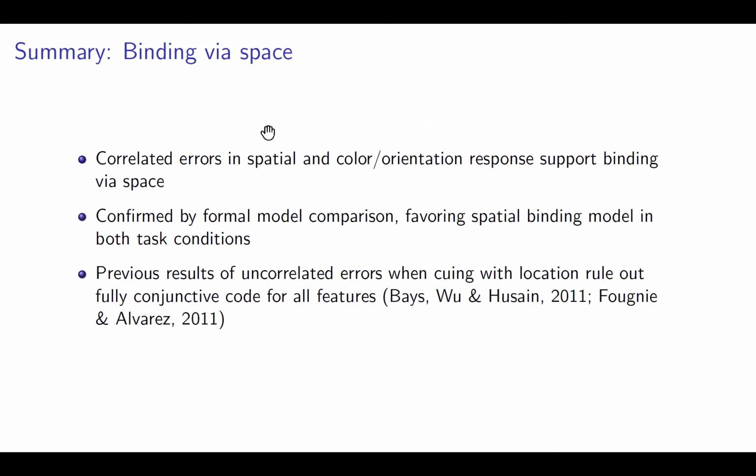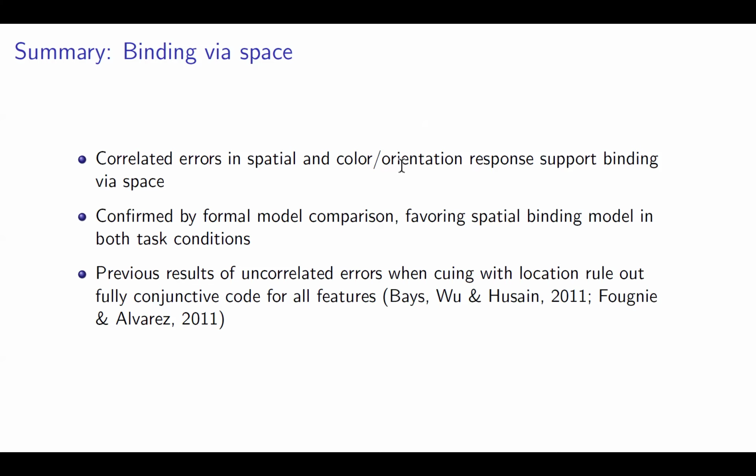And so we concluded that binding via space is actually the strategy that is used in this task. These correlated errors in the spatial and the color or orientation response support that you make the same swap error. So if you make a swap error in your spatial response, you make a corresponding swap error in your other feature response. And we got consistent results here, both when tuned with color and when tuned with orientation and reporting the other feature.